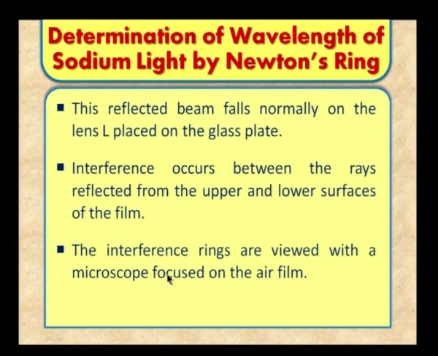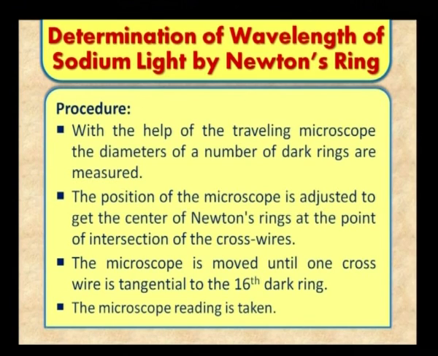That means, from the bottom of the lens and the top of the glass plate. The interference rings are viewed with a microscope focused on the air film. I showed the microscope and you can see the rings, and the procedure now will be as follows. With the help of the travelling microscope, the diameters of a number of dark rings are measured.